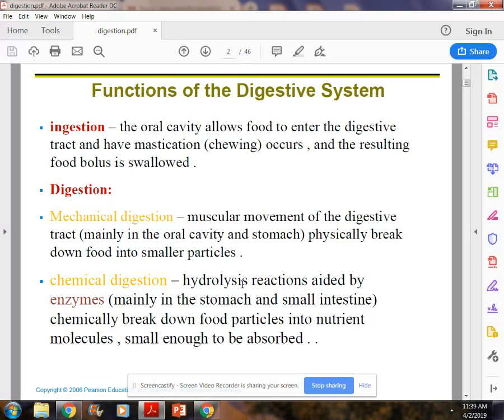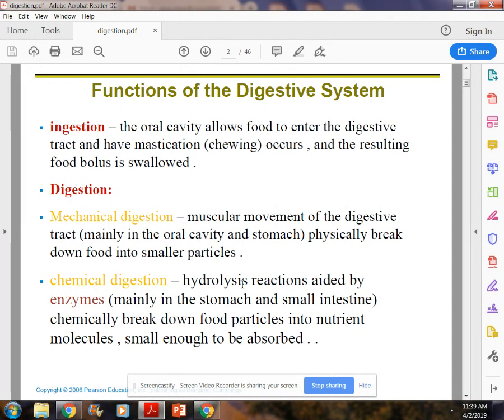So, functions of the digestive system. You ingest food and then you digest the food. Ingestion is basically chewing that food and getting it ready to be swallowed. Ingestion is totally done in the oral cavity. It's when you actually masticate, or chew, that food and make a bolus of food that's to be swallowed and go down the esophagus.